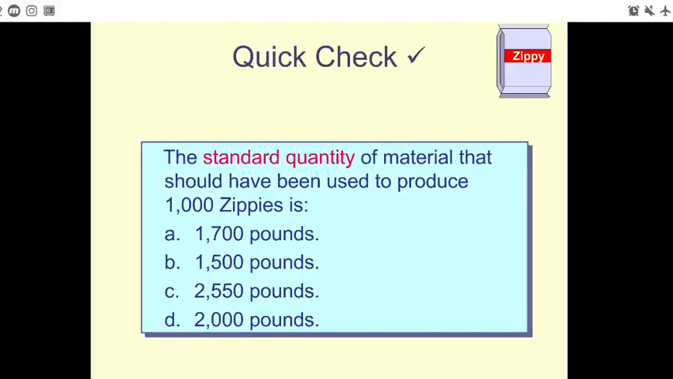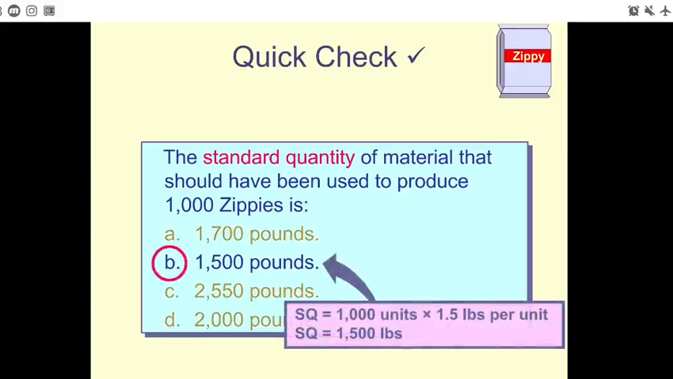Now, the question asks you to calculate the standard quantity of material that should have been used to produce 1000 ZPs. You have to use this calculation. Standard quantity of material is equal to the unit, which is 1000 units, and then you check the standard quantity for 1 unit of ZP. So the standard quantity is 1.5 pounds. So the standard quantity is 1500 pounds.